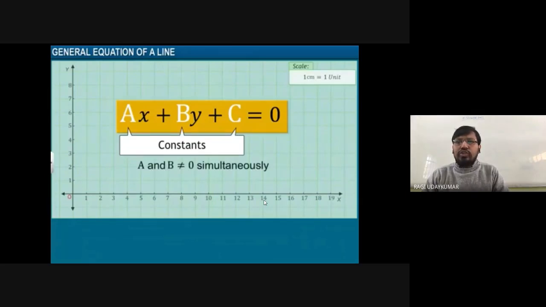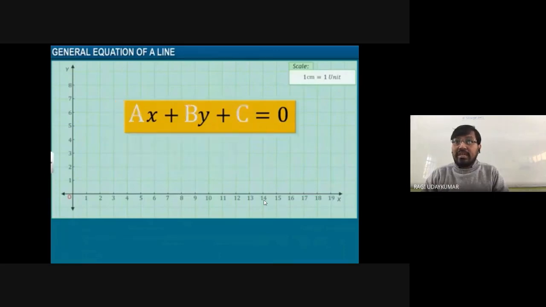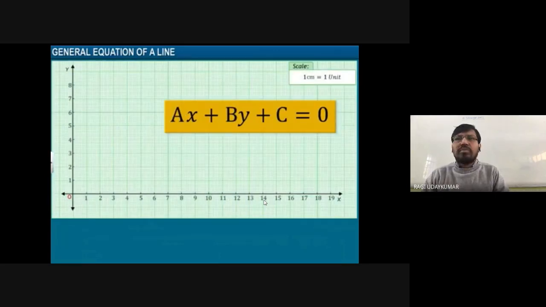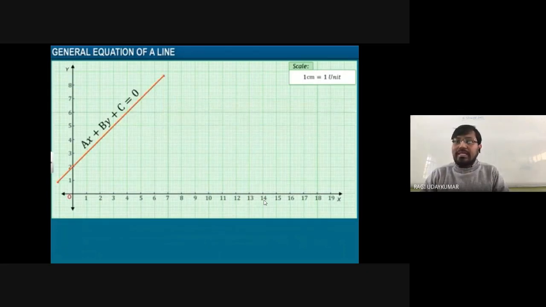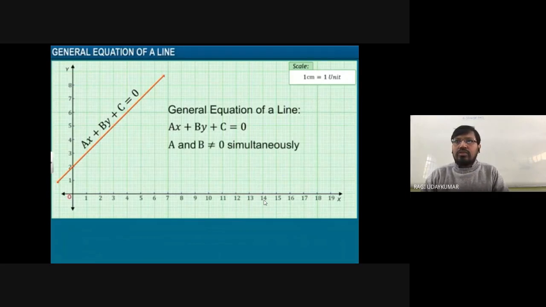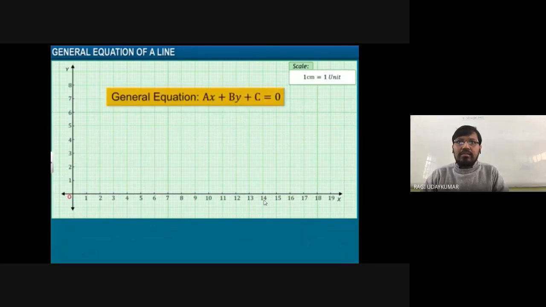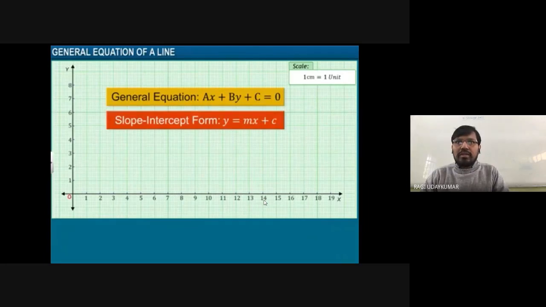And here a and b should not be equal to 0 simultaneously, which can be expressed as a square plus b square should not be equal to 0, or mod a plus mod b should not be equal to 0. Simultaneously means both should not be equal to 0; any one can be 0. So this is the general equation. The general equation of a straight line is a linear equation in two variables. So this is the condition: a and b not equal to 0 simultaneously, which can be said as a square plus b square not equal to 0.